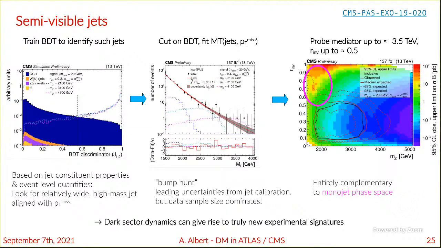In the end, you end up constraining this type of model for a range of up to a few TeV in this mediator. But the interesting thing, I think, is the dependence on the invisible fraction, where you really constrain up to 50% or so, and up here is where monojet lives. So completely complementary to what we had before. And it's, again, the behavior of the dark sector that really shapes what you should do experimentally at the LHC.